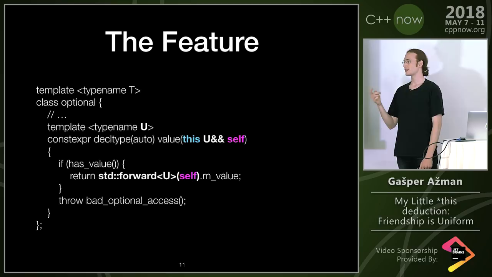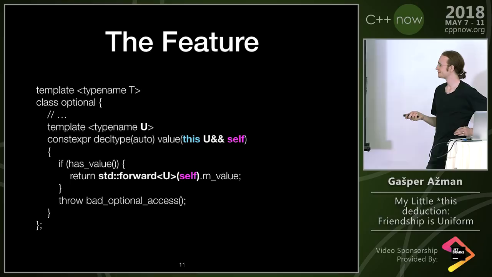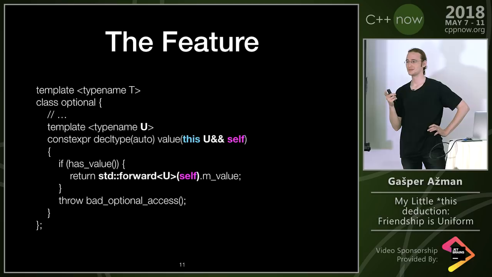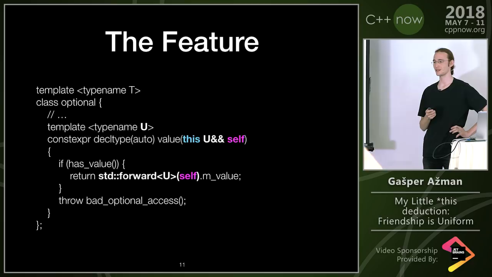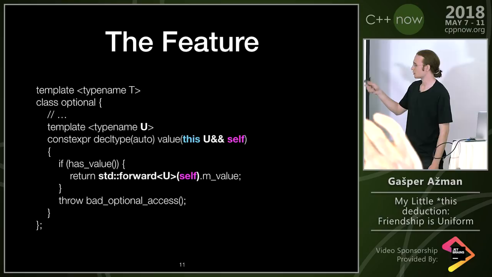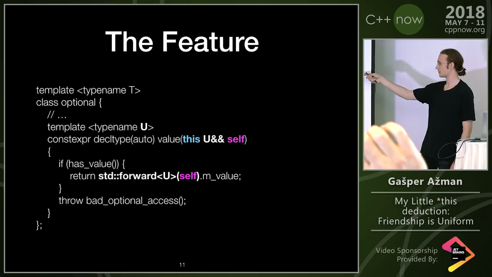Random question. Do you not need, if you don't have the ampersand, then yes. Are you taking the this by value? Oh, we'll get to that. Yes? Is it really necessary to make self visible inside the body? We'll get to that. But the answer is yes. It is necessary to make self visible inside the body for certain things. But you can see, we can call has value here without, you know, the self whatever.